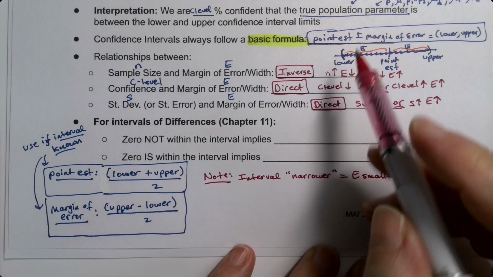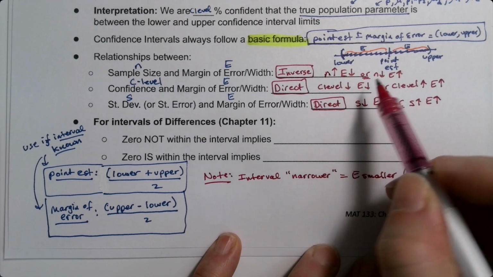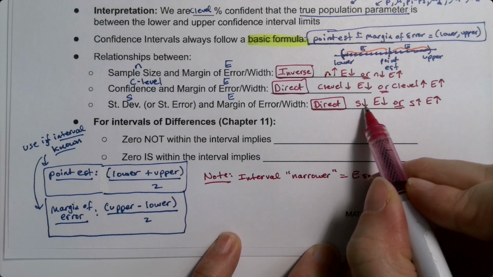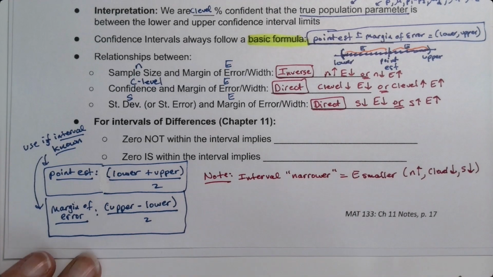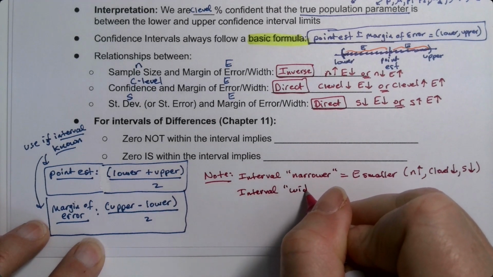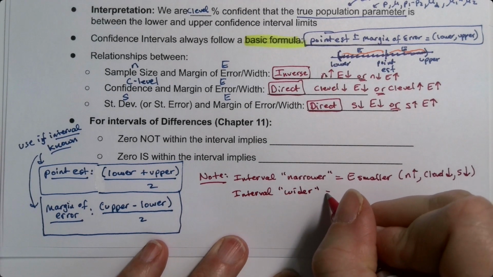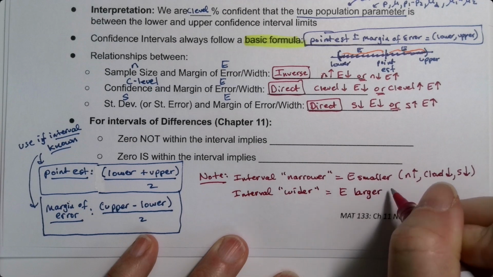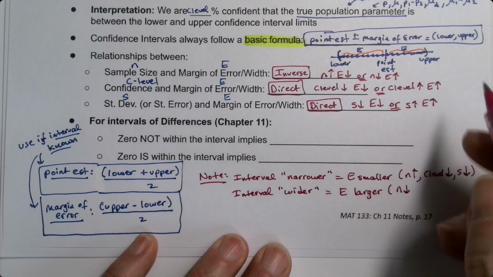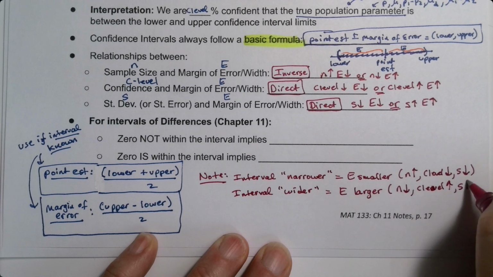Now, error is smaller when either the n goes up, the C level goes down, or the standard deviation goes down, right? And the interval is wider, right? Wider means it's more spread out, which means my error is larger. And that happens when n goes down because they have an inverse relationship, but C level goes up, or standard deviation goes up.